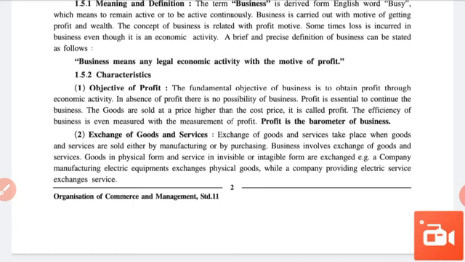But a chartered accountant, lawyer, or doctor provides a service, sharing his or her knowledge, so that is a kind of service, but it is invisible or intangible. I have already given an example, but the textbook example is there: a company manufacturing electric equipment exchanges physical goods, while a company providing electric service exchanges services. You can write your own example in the exam. Okay.